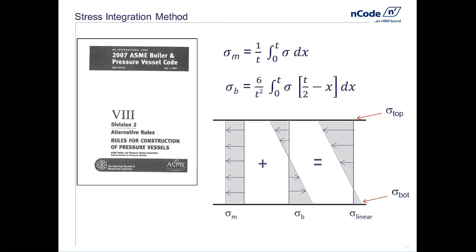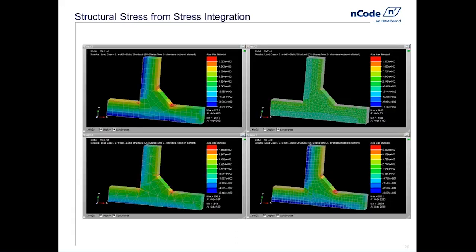We'll see in just a bit that we can then evaluate the stresses in a variety of ways. The purpose of this work is to allow us to obtain a stress at the toe of the weld that is independent of the stress concentration of that toe.